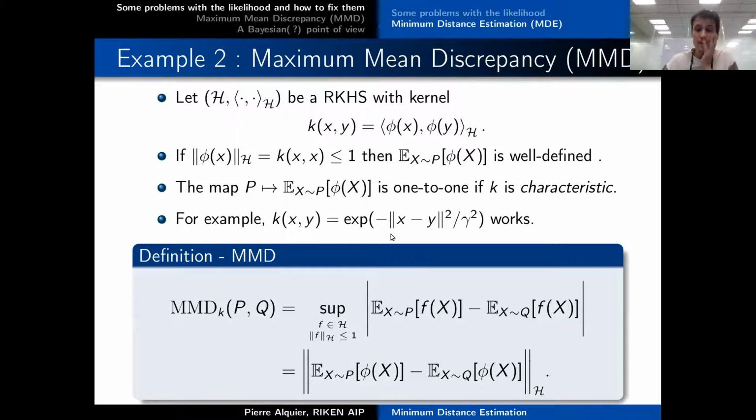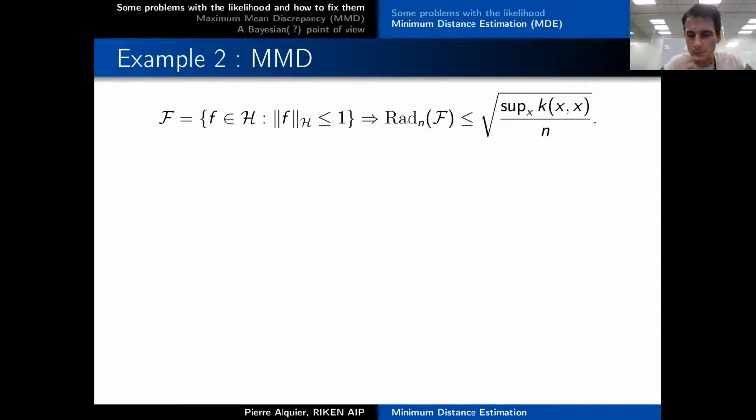In this case, the integral probability metric can be rewritten simply as a norm in the Hilbert space, the norm of the difference between the expectation under P and the expectation under Q. Since it's a norm in the Hilbert space, when you square it you have easy computations. I will come back to this in the second part. It's what motivated the use of this distance a lot in this context. But for now, I will stay on the basic theoretical properties.